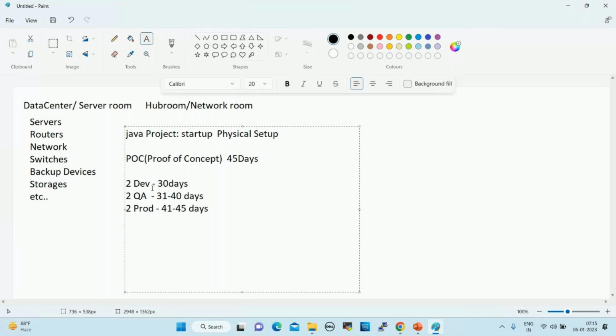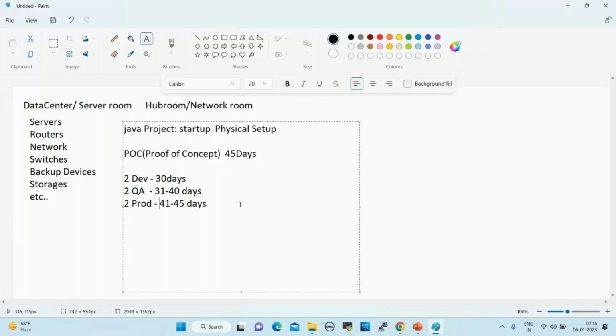So for the first 30 days, developers develop the code in the development servers. In the QA servers, from day 31 to day 40, testing will happen. After that, the application will be deployed onto the production servers, right? Within 45 days, we have to complete this POC, and once it is completed, we need to showcase it to the client. If the client approves, we'll get real projects, right?